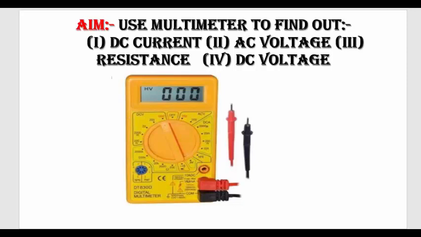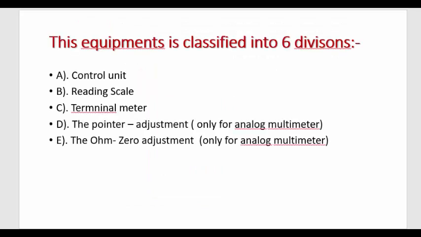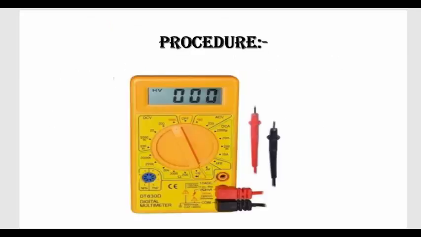Next is DC current, and the DC current ranges are 50 microampere, 2.5 milliampere, 25 milliampere, and 250 milliampere. And AC current has no range. Resistance has 20 ohm, 200 ohm, 2 kilo ohm, 20 kilo ohm, and 200 kilo ohm.